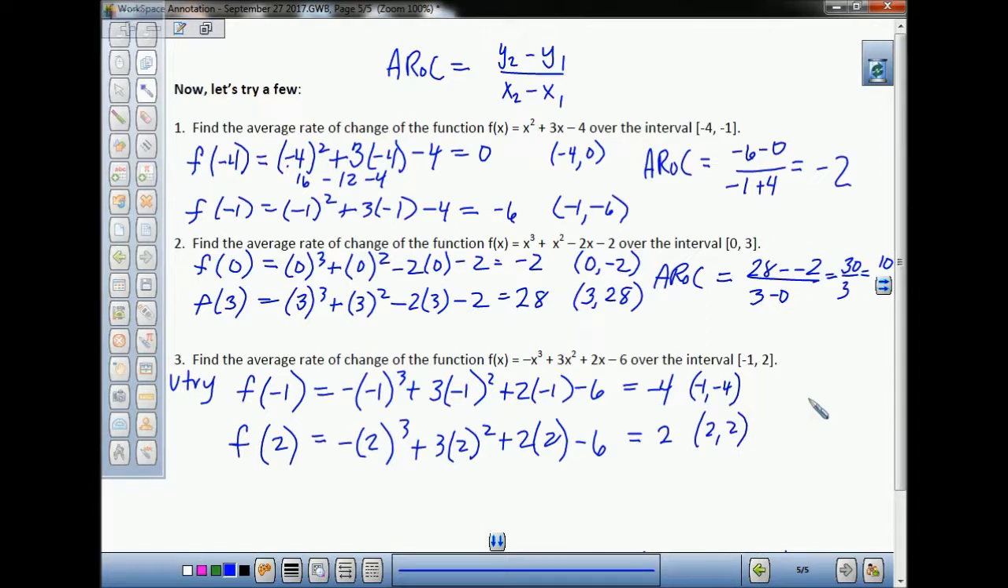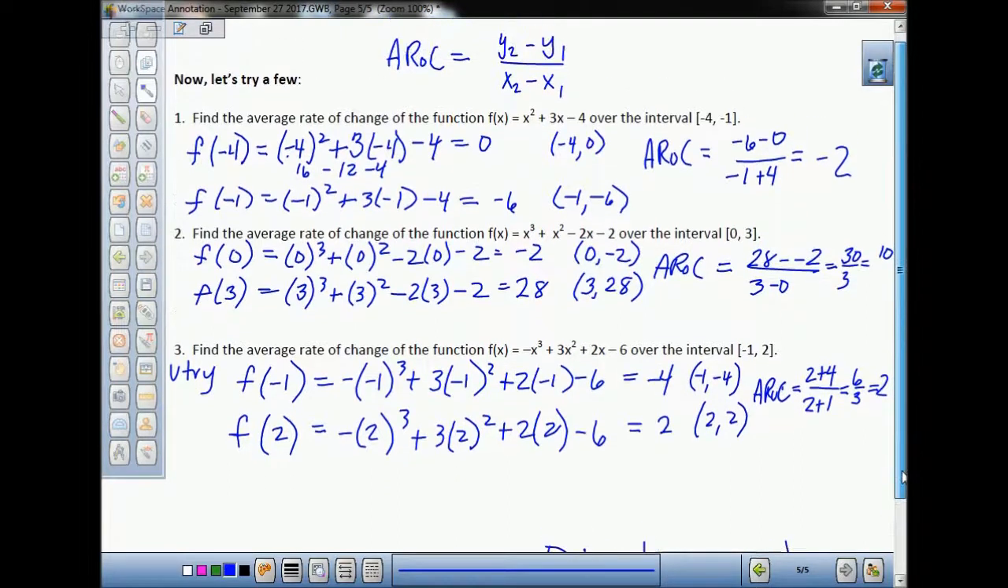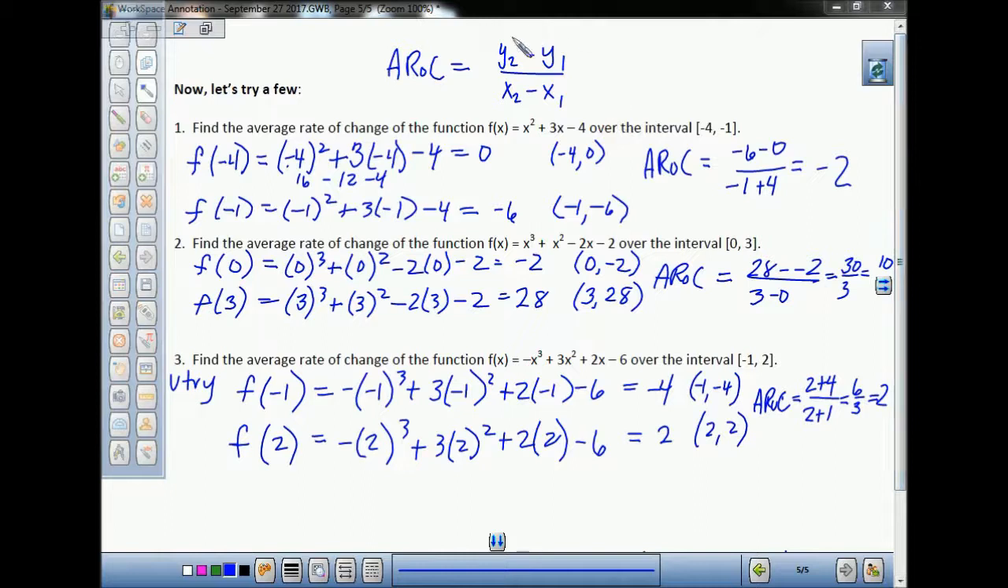So when we find the average rate of change for this problem, average rate of change is equal to 2 minus negative 4, which makes a plus, over 2 minus negative 1, which makes a plus. 6 over 3 is 2. Now, as we're looking at all of these, you're probably thinking, average rate of change is really just slope. So what happens if I have a graph?